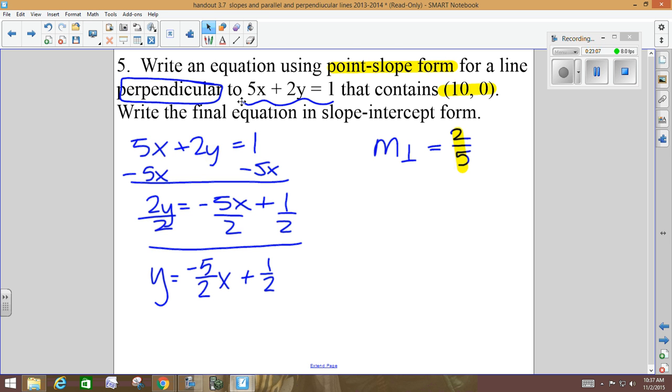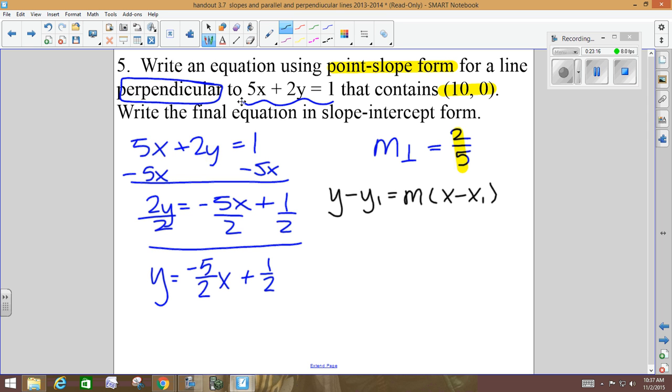to write our equation. Using point slope form, that's y minus y1 equals m times the quantity x minus x1. What should I substitute in for y1? How about in for my slope? How about in for x1? 10. Good. There's point slope form without distributing.